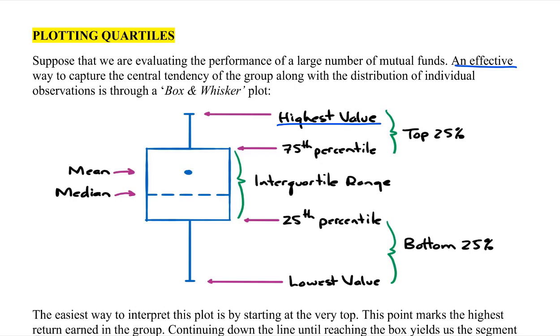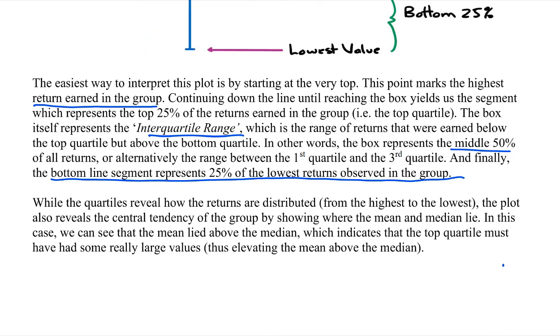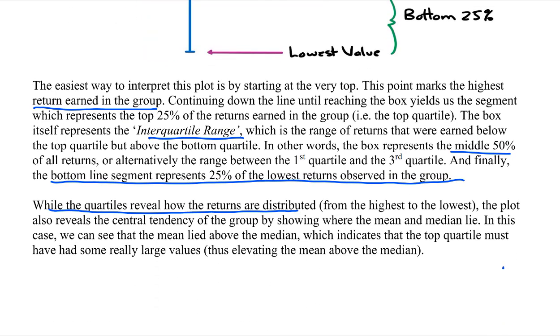And this is what this box and whisker is used for. So this here represents the performance of all the managers, and we simply like to see where our manager fits in. And then the last paragraph: while the quartiles reveal how the returns are distributed from highest to lowest, the plot also reveals central tendency by showing us the mean and the median. And in this case, we could see that the mean lies above the median.